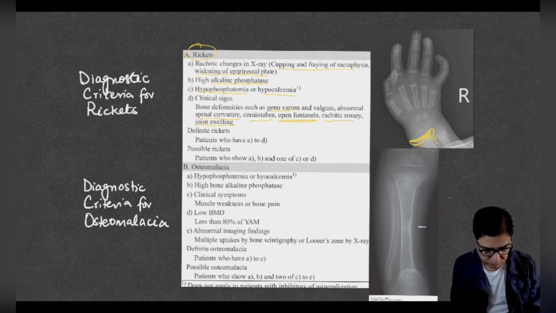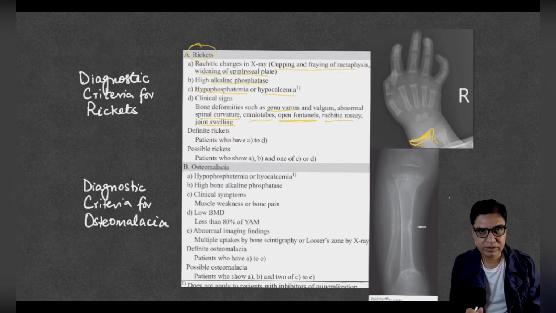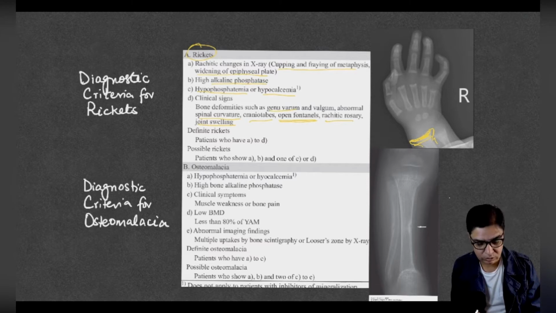So kids who have got all these four things, that they've got rachitic changes on X-ray, they've got high alkaline phosphatase, they've got low calcium or low phosphate, and they have got clinical signs, that is the definitive diagnosis of rickets. Then those who have got rachitic changes, they've got a high alkaline phosphatase, and then they can have only one of these things. Probably in early stages, phosphates might be normal, calcium might be normal, or you might have only seen some clinical signs. So in that particular case, any one of them is enough to make a diagnosis.